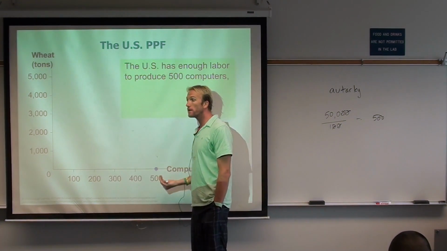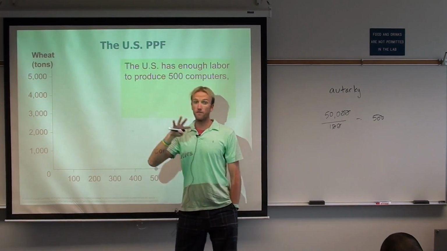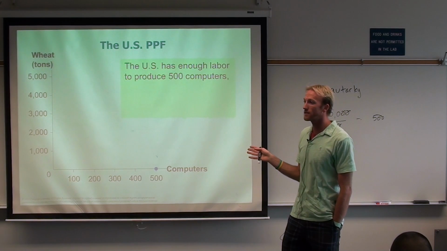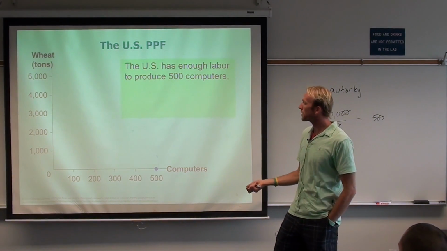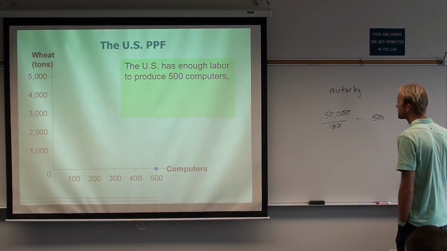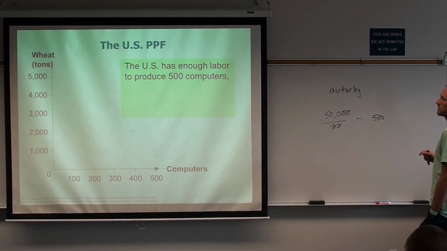It has the x-coordinate and the y-coordinate. And it's very important in this class that you are aware of both the x and the y coordinates, the pieces of information that this is giving you. Okay? So we're going to draw the dot there because that tells us it's making 500 computers and 0 tons of wheat.